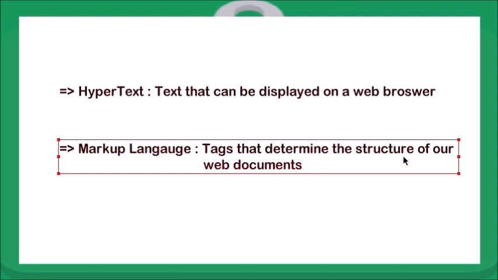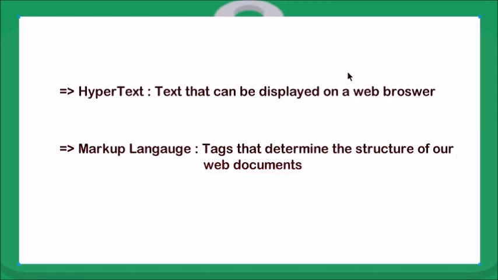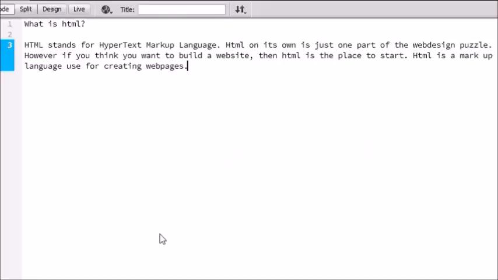In this tutorial, we are going to see how we can display some text to our web browser, and we are also going to add some structure using HTML markup tags. So let's head back to my text editor where I have some text waiting. Okay, this is some text in my text editor.